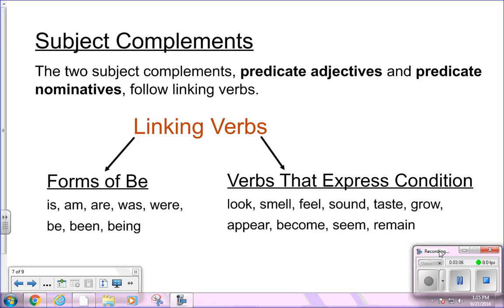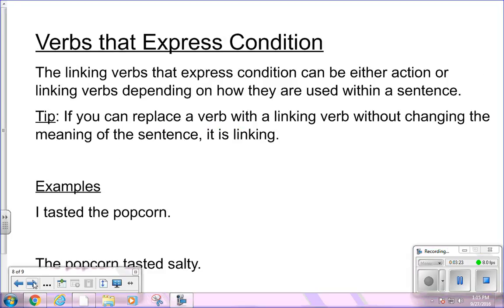But the other category of tricky linking verbs are verbs that express condition. These verbs look like action verbs, but can also function as linking verbs. And the list includes look, smell, feel, sound, taste, grow, appear, become, seem, and remain.